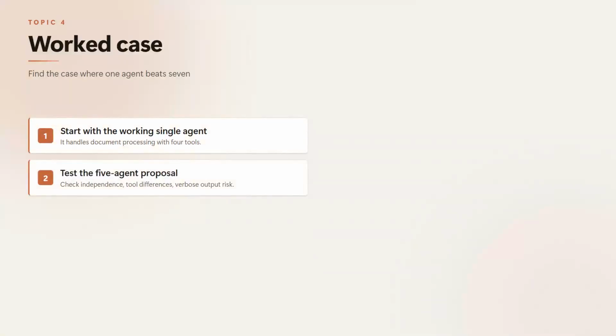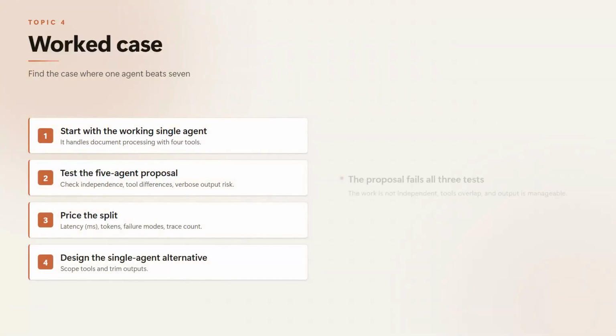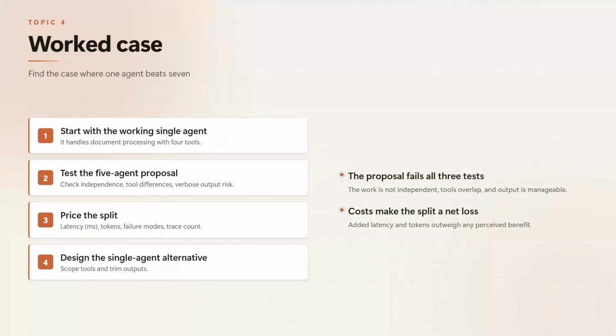Take the document processing agent. It already uses 4 tools and works. The team proposes 5 specialized agents. First, test independence. The subtasks all feed into one another, they are not truly separate. Second, tool differences. The specialists would use mostly the same tools, just partitioned. Third, verbose output. The single agent's output is already trimmed. None of the justifications hold.